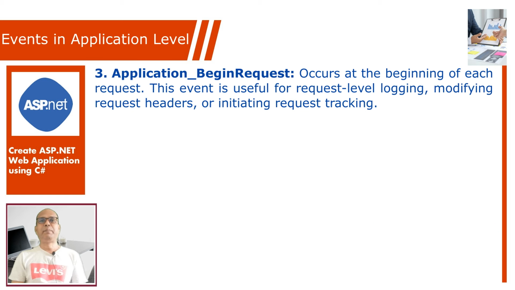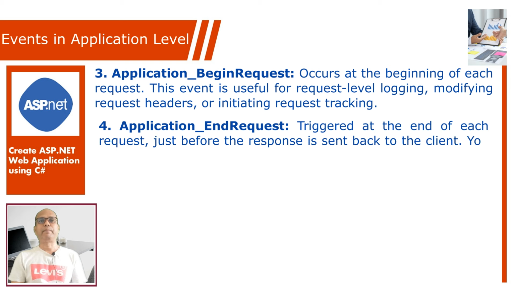Number 3. Application begin request occurs at the beginning of each request. This event is useful for request level logging, modifying request headers, or initiating request tracking.